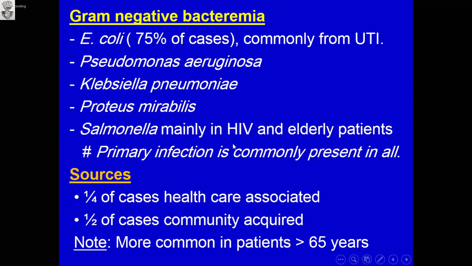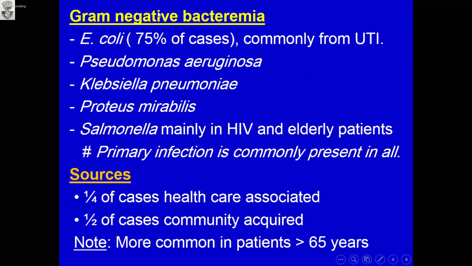Salmonella, mainly in HIV patients or elderly patients. Klebsiella as well. A primary infection is commonly present in all of these. That means you have a primary infection, for example, in the urinary tract, pneumonia, or a burn with Pseudomonas. Pseudomonas is important in burns. Proteus mirabilis, UTI. Salmonella in the GI tract. And from there, these microbes can spread to the blood.